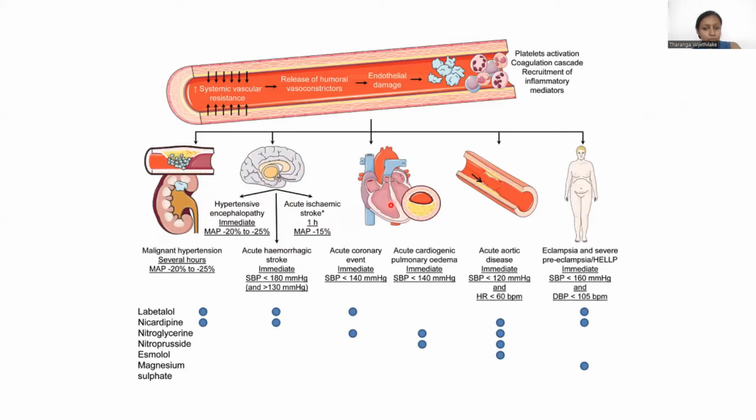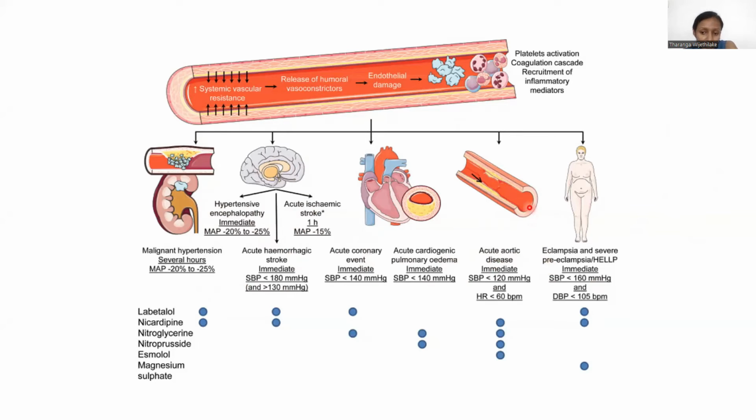Then you can have acute coronary events, acute cardiogenic pulmonary edema. You can have aortic dissections, and then if your patient is a pregnant lady, you could have eclampsia, severe preeclampsia, or HELLP syndrome. Now, what we must remember is in any of these emergencies, we use IV medications. Each of these conditions has a dedicated targeted treatment, right?